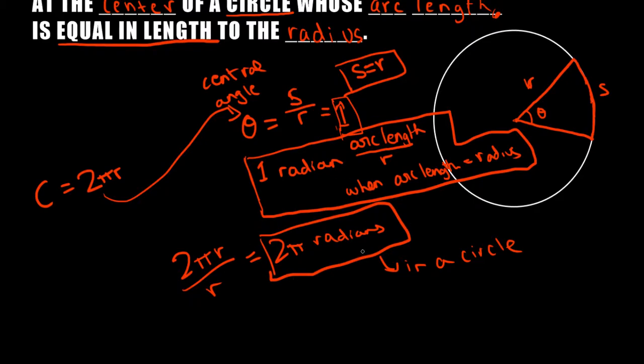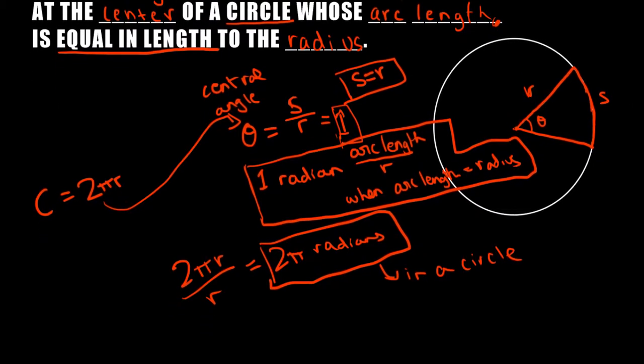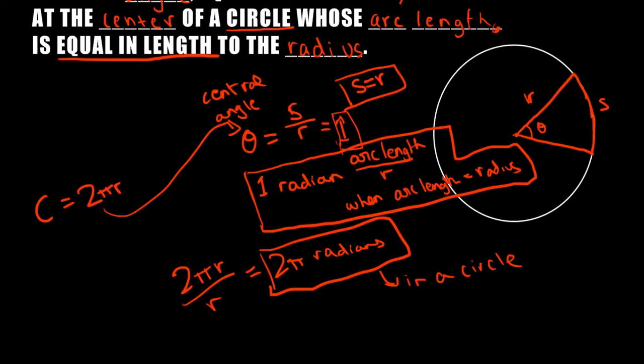So in the last video about trig, we went over what a radian is. So we learned that a radian is a unit of angle equal to the angle, blah, blah, blah. And we discovered that one radian is arc length over radius when the arc length is equal to the radius. So this is the basic definition of what one radian is, and we derived that using our formulas as well. And we also discovered that a full circle has 2 pi radians.